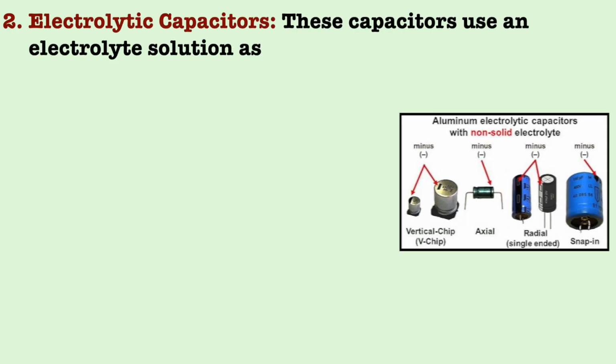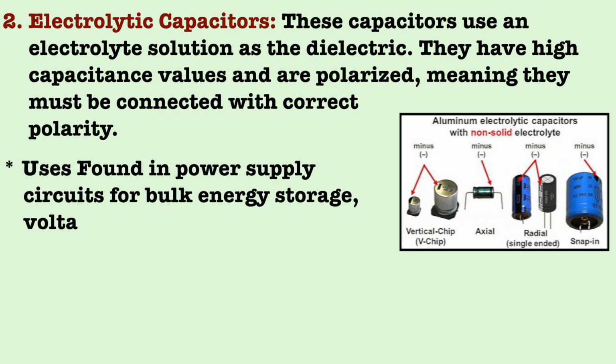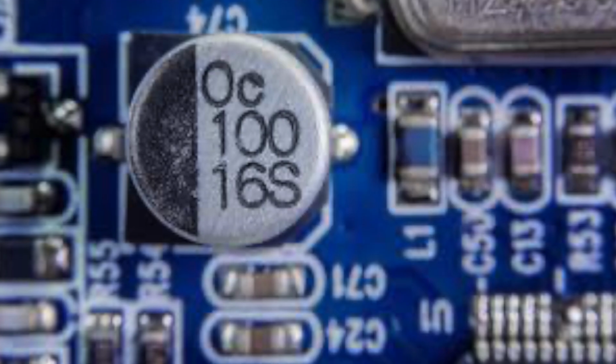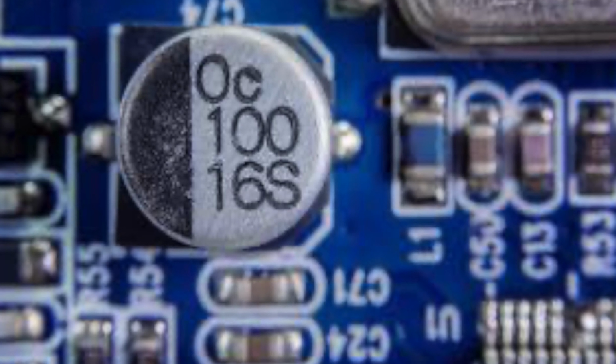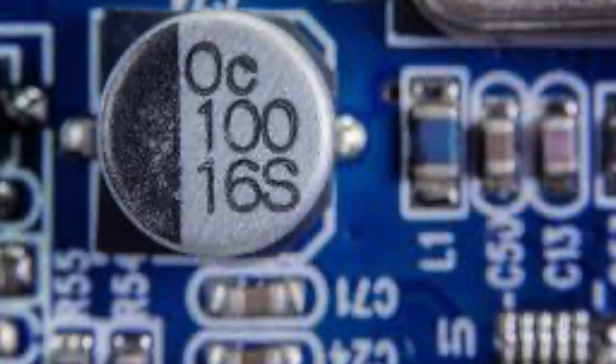Another capacitor that we are going to discuss here is called the electrolytic capacitor. These capacitors use an electrolyte solution as the dielectric. They have high capacitance value and are polarized, meaning they must be connected with correct polarity. It is used in power supply circuits for bulk energy storage, voltage regulation and smoothing out DC voltage fluctuation in industrial equipment. In variable frequency drives for motor control, large electrolytic capacitors help maintain stable DC voltage under varying load conditions.